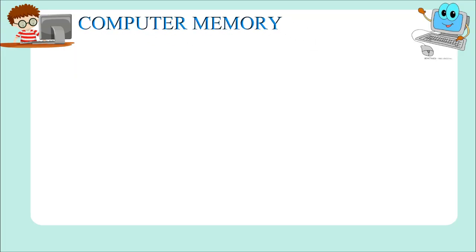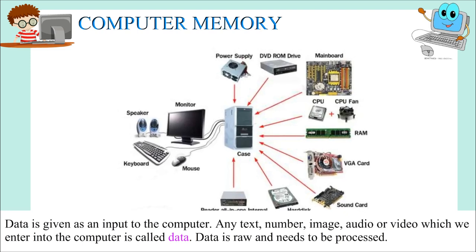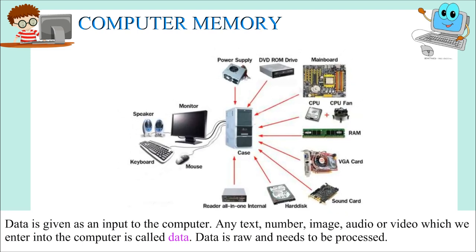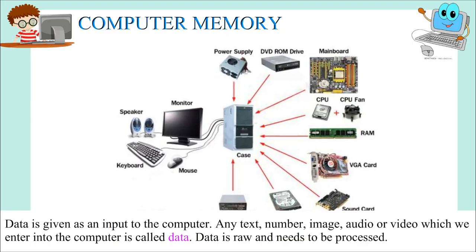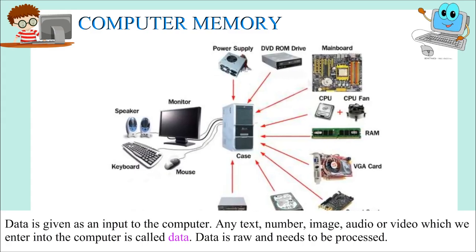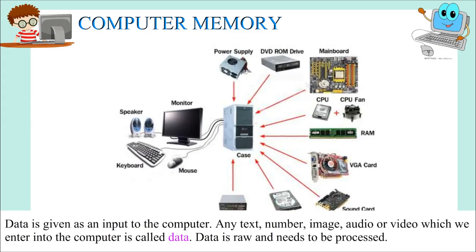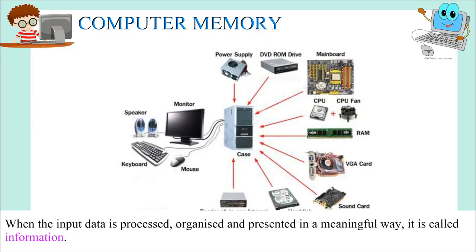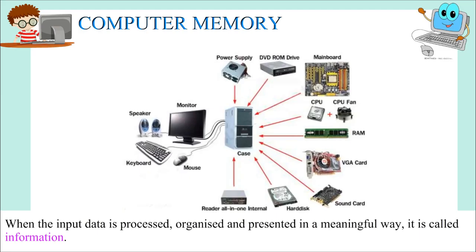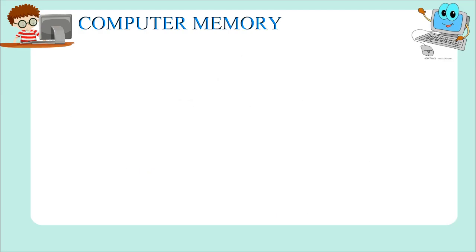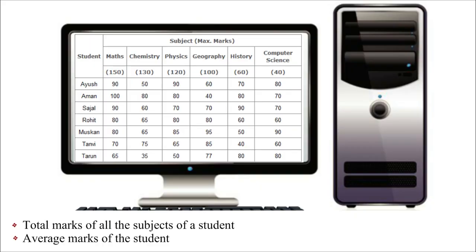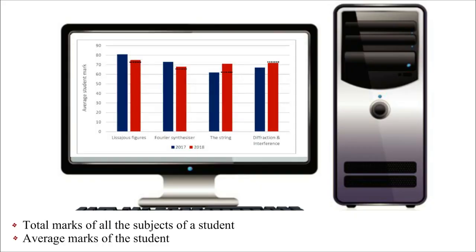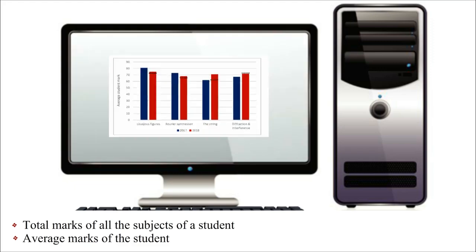Data and information. Data is given as an input to the computer. Any text, number, image, audio or video which we enter into the computer is called data. Data is raw and needs to be processed. When the input data is processed, organized and presented in a meaningful way, it is called information. For example, data: marks of a student in each subject. Information: total marks of all the subjects of a student, average marks of the student.